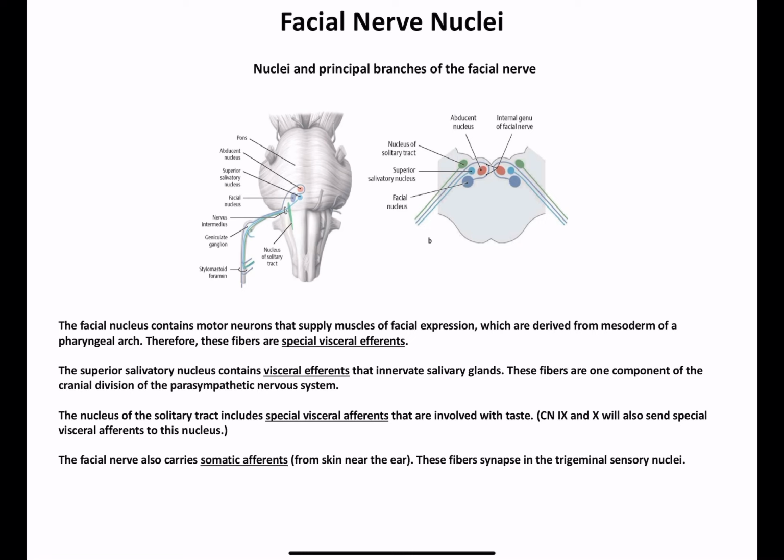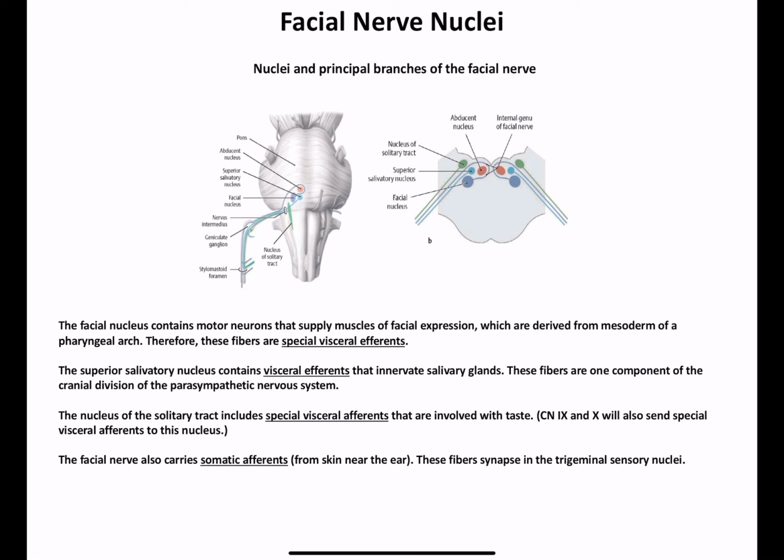The other one, the nucleus of the solitary tract, will now collect the sensory part of the number 7. Number 7, even though it's a big motor supplier, has a sensory arch as well, right? So special visceral afferents will be involved with taste. Taste, again, is considered a special sensation. And the facial nerve will also carry somatic afferents, right? So it's not visceral. Does it make sense? Visceral afferent is just the special taste sensation.